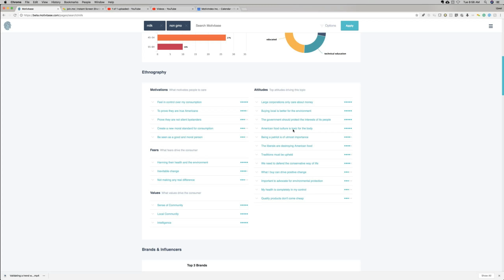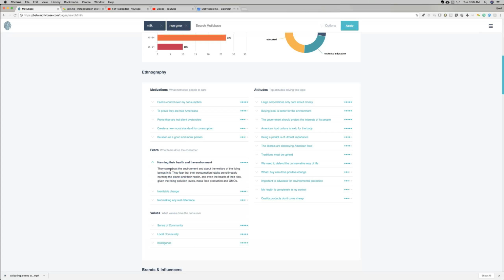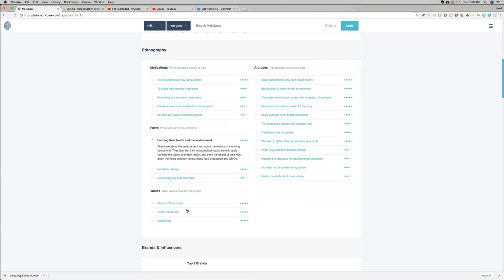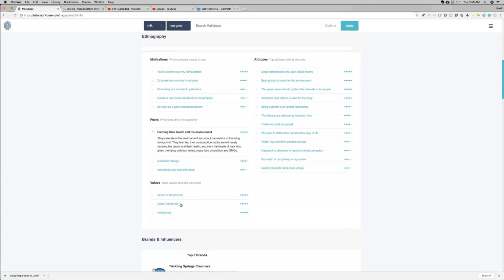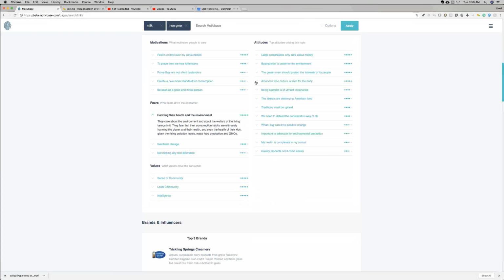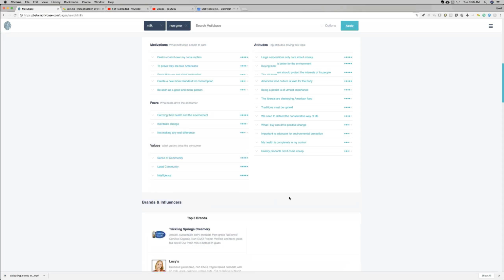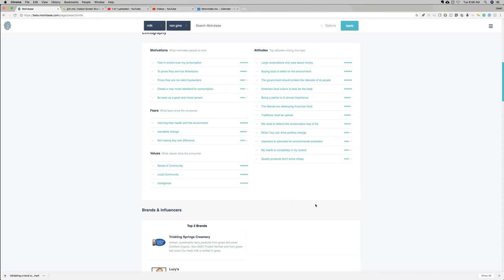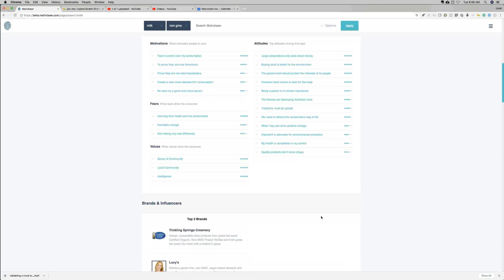So, for example, addressing some of these attitudes or catering to some of these motivations or solving some of these fears, for example, that what people consume is not just harming their health, but also the environment. Again, look at the values here: sense of community, local community. So really that aspect of local seems to emerge a lot here. So that's one strategy, for example, that you could take: focusing more on the local aspect of the products that, let's say, you bring to market.